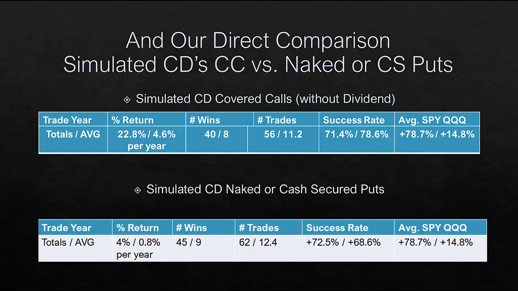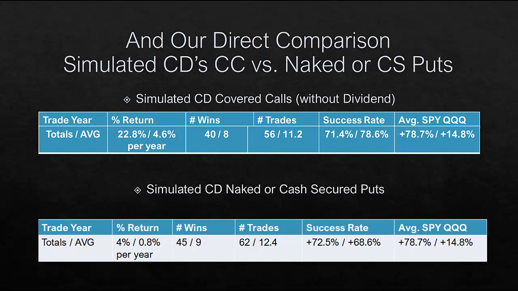The overall return was about 22.8% for the 5-year period for the simulated CD covered calls, not including the dividend, which averaged about 4.6% per year. With the simulated CD cash secured puts, we only saw a total of a 4% total return, or 0.8% per year. Hurt by that first year that only had 2 trades and one of them was a loss, so it is kind of skewed to that. But of course, the devastating 2018 to 2019, which is an actual incorporation as well.